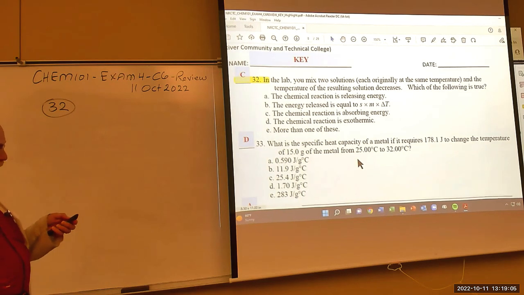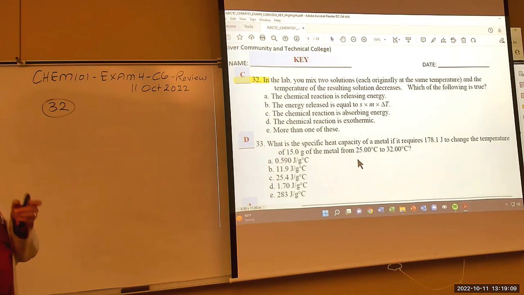That would be cute if we knew the specific heat of something. Now, this is a heat problem. This is a calorimetry problem. Right? It's like one that you're going to have. You're going to add two solutions together. In fact, the first experiment is an acid-base reaction. And what do you expect to happen? Temperature go up or down? Up. Acid-base reactions are exothermic. Okay, so that's not it. How about a chemical reaction is absorbing energy? There you go. If the temperature decreases, the reaction has to absorb energy. It's definitely not exothermic. And it's not more than one of these either. So that's why they're interesting.